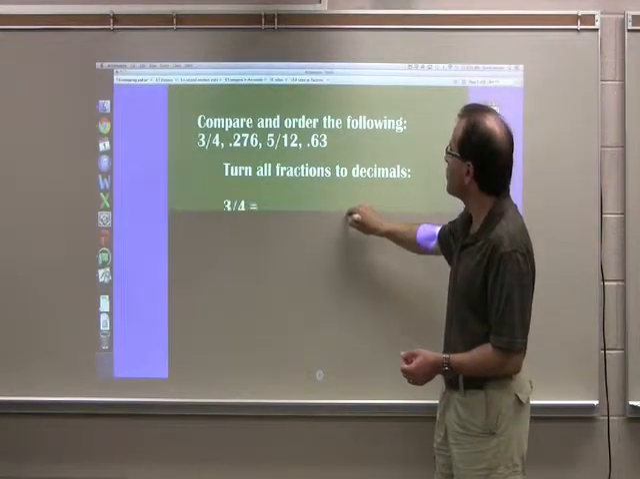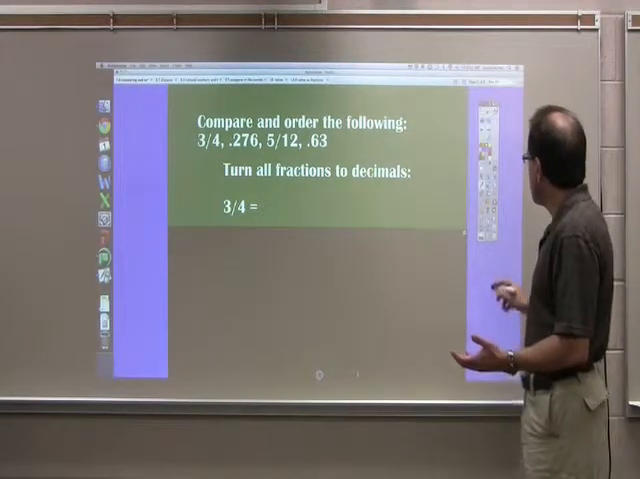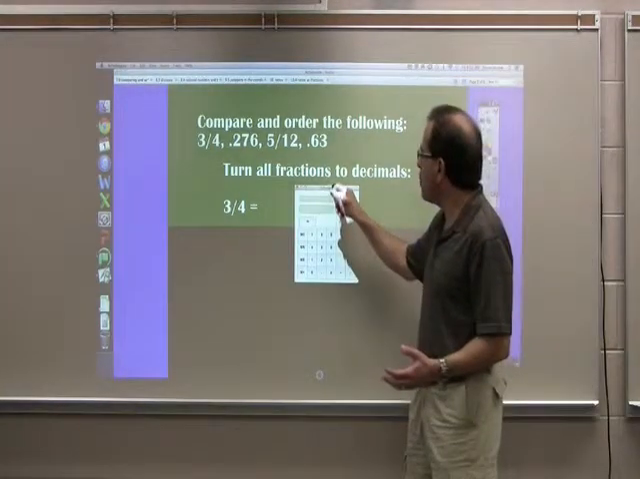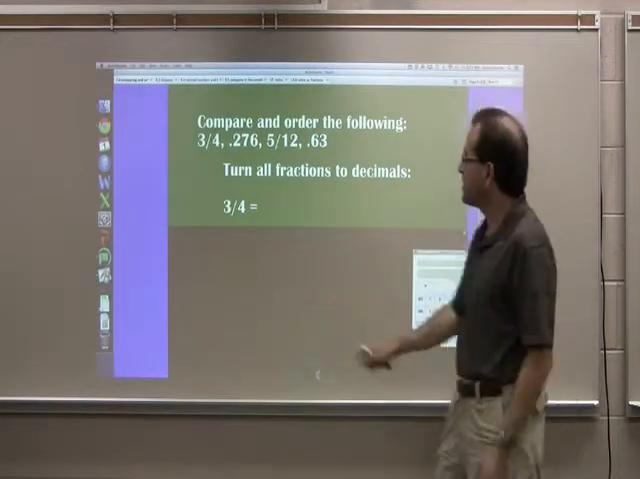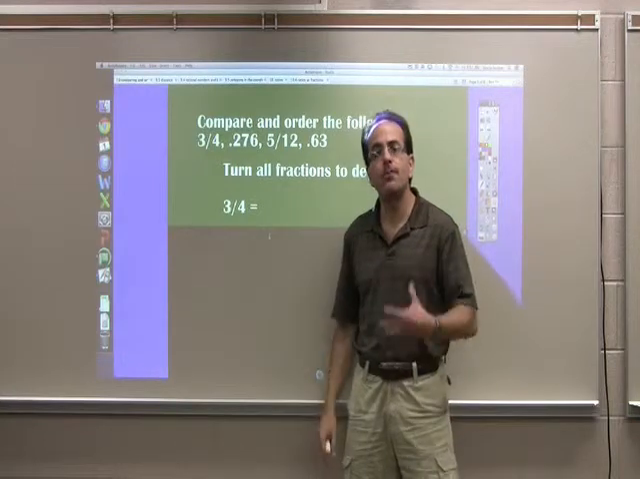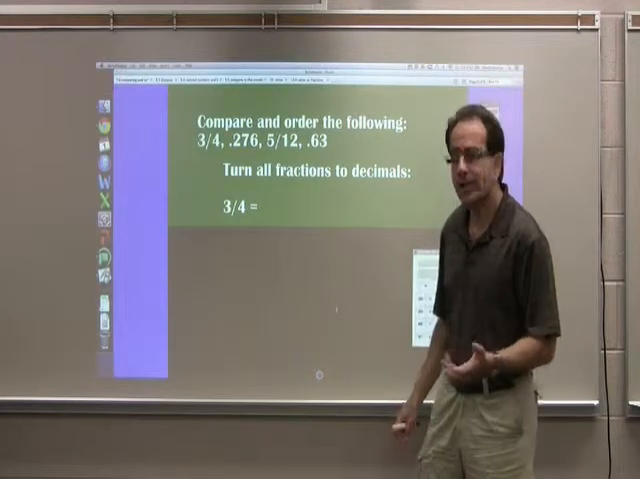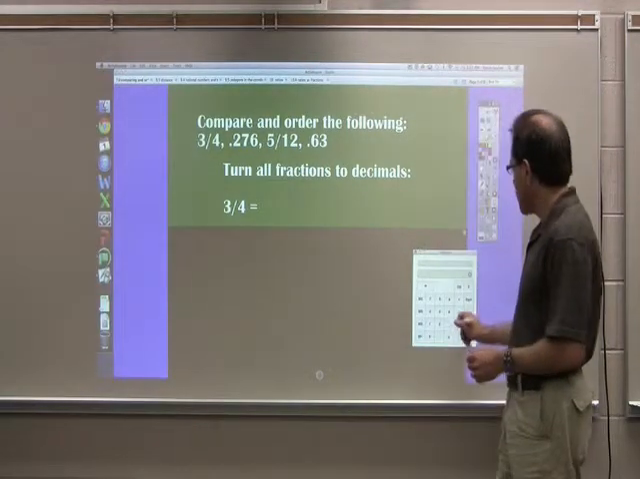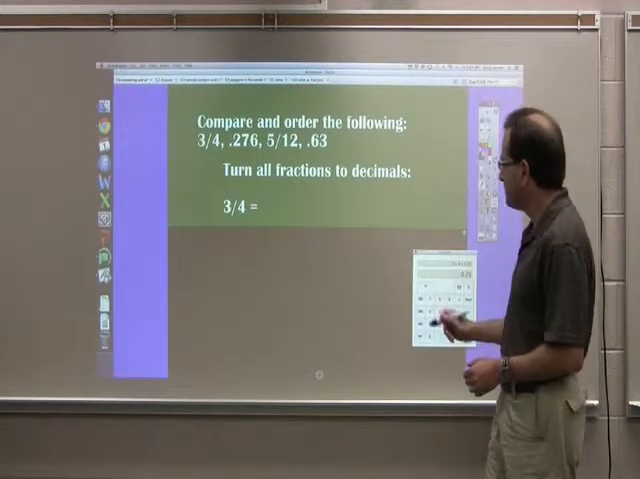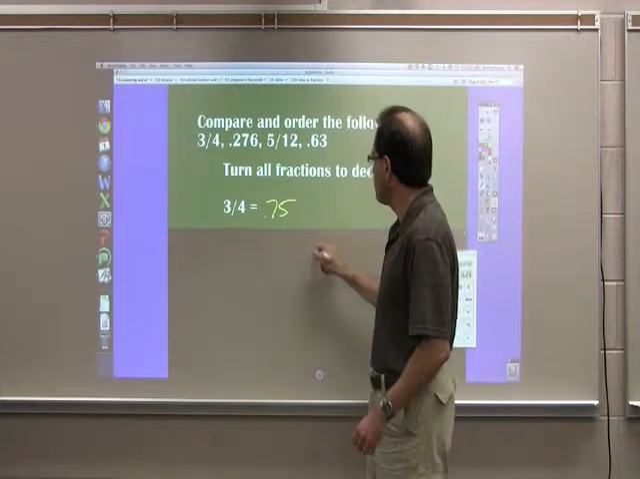First, we're going to compare, and we're going to turn all our fractions into decimals. I'm just going to do a really quick calculator here. But of course, you should know that this is nothing more than a division problem. That 3/4 is the same as saying 3 divided by 4. If you don't know how to long divide, you need to go ahead and take a look at a couple of videos, ask your teacher on how to do that. But I'm just going to plug that in my calculator, and of course I know that that is going to be 75 hundredths. So my decimal value for 3/4 is 75 hundredths.